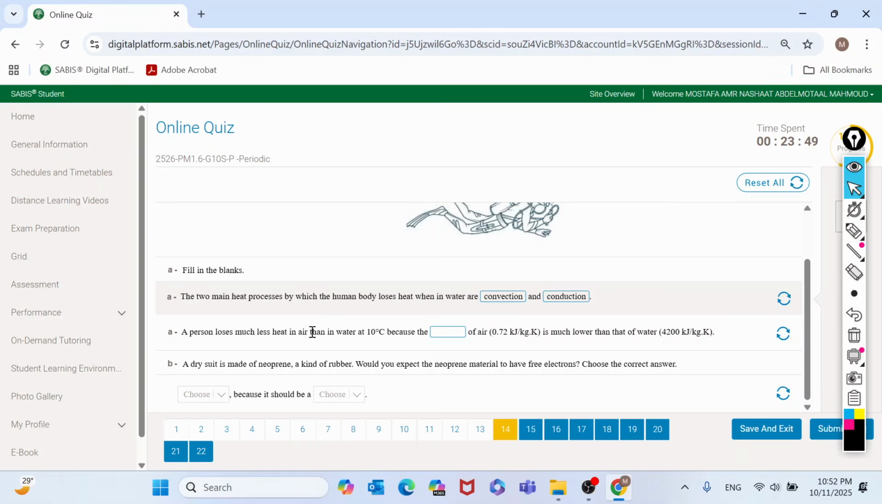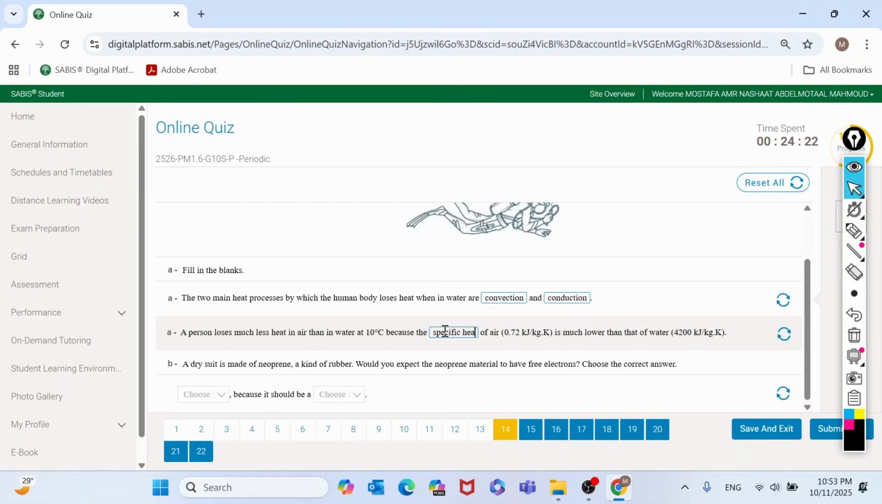Okay, a person loses much less heat in air than in water at 10 degrees because the specific heat capacity of air is 0.72 kilojoules per kilogram times Kelvin, much lower than that of water, 42,000 kilojoules per kilogram times Kelvin. Oh wait, no, my bad. Specific heat capacity. The thing is expanding, I don't know why I said that.